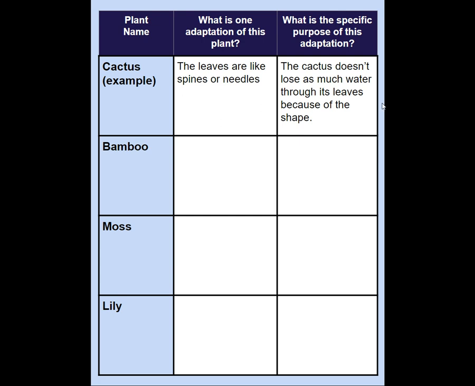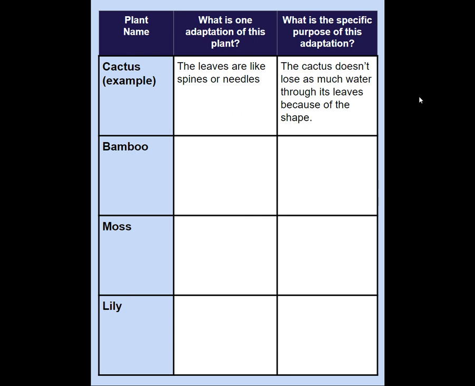And then in the far right column, I need you to tell me what is the specific purpose of that adaptation. Don't just tell me to survive. I know that that's what every adaptation is. You need to be specific. So, what is the specific purpose of the needles on a cactus? Well, what it told me was that the cactus doesn't lose as much water through its leaves because of the thin shape of the needle. So basically, we know that water can be lost in the desert very easily, and so because of the shape of those, it doesn't lose water as quickly.